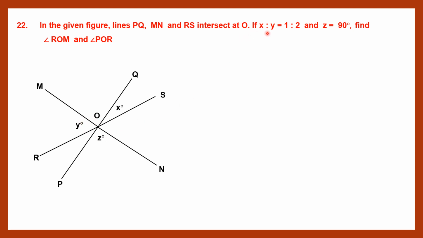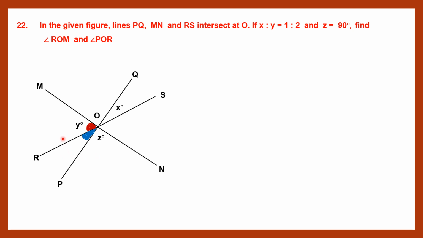Now, x is to y is equal to 1 is to 2. They've given this to us and they've also told us z is equal to 90 degrees. Where is z? It's here and this is equal to 90 degrees. Now we have to find angle ROM, that is angle Y, and angle POR. So these are the two angles we must find, the angle in red and the angle in blue.